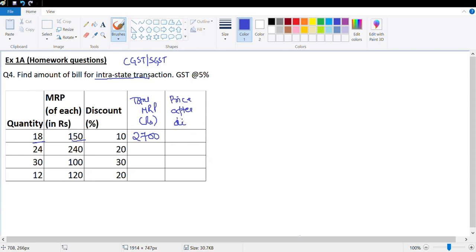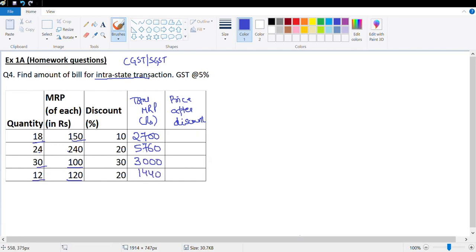I haven't taken the discount into account yet. I'm just calculating the total MRP for the quantity. 24 into 240, that's 24 into 24, which is 576, so this is 5760. Next, 30 into 100, which is 3000, and 12 into 120, 12 into 12 is 144, so this is 1440.